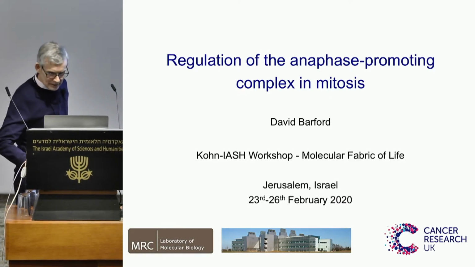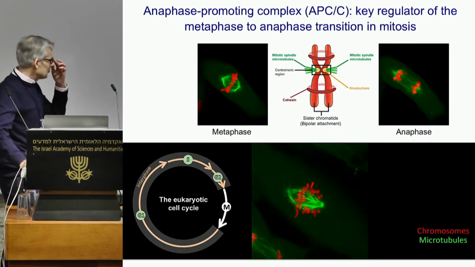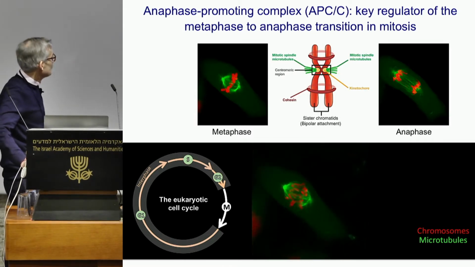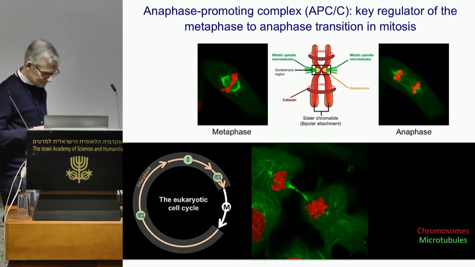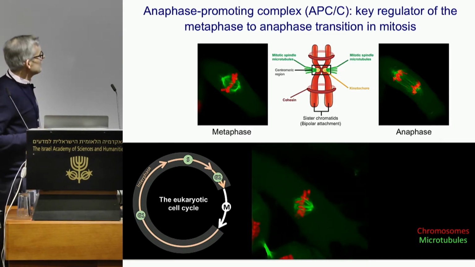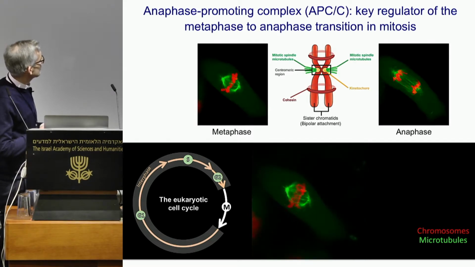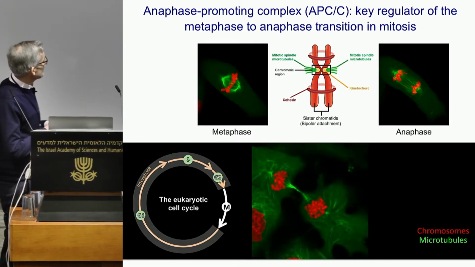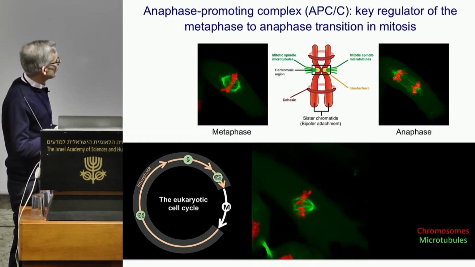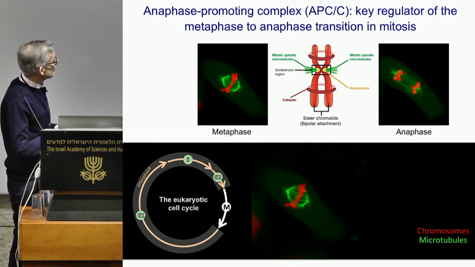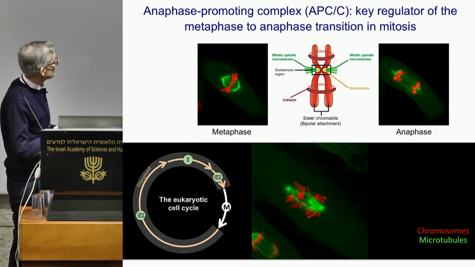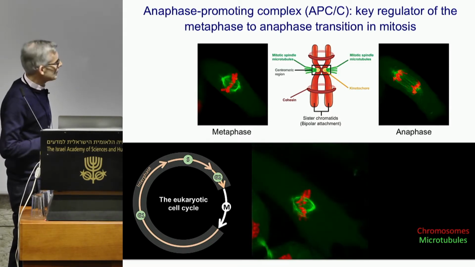The APC is best understood for its function in controlling chromosome segregation in mitosis, and this occurs at the metaphase-anaphase transition. At metaphase, all the chromosomes are aligned at the center of the mitotic spindle, at the metaphase plate. The bi-oriented sister chromatid pairs are arranged so that the centromeres of the sister chromatids are attached to mitotic spindles from opposite poles of the cell.